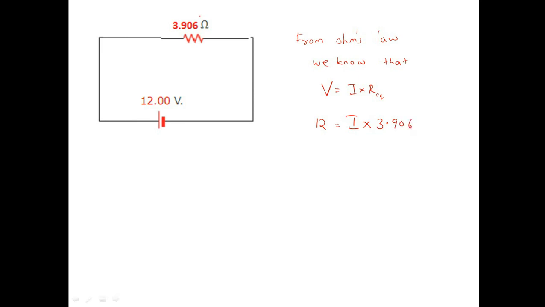This is 3.906 ohms. If we divide both sides by 3.906, this gets cancelled out, and I equals 12 divided by 3.906. If we put that in a calculator, 12 divided by 3.906, we get roughly 3.0721, and current is in amperes. So we get I equals 3.0721 amperes.